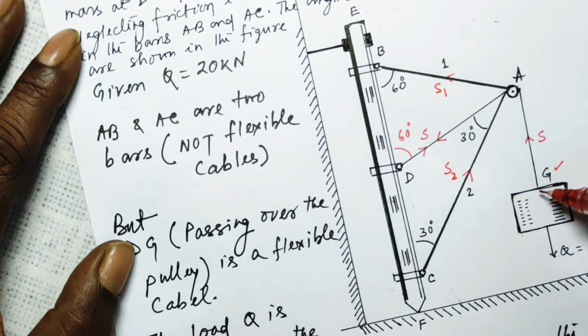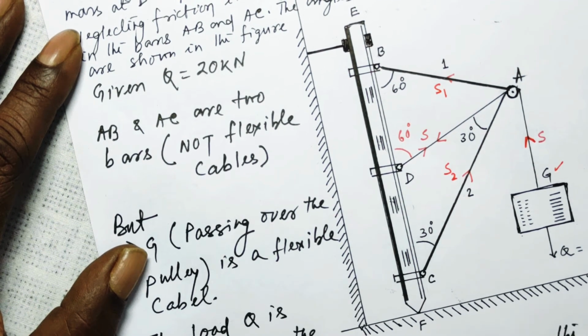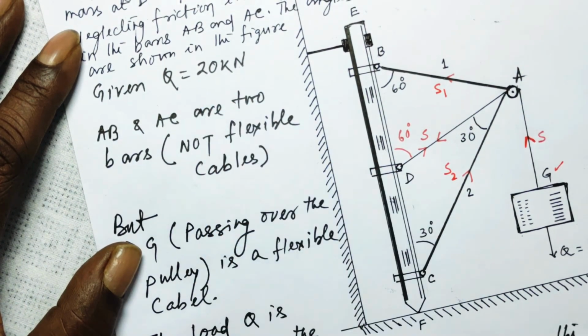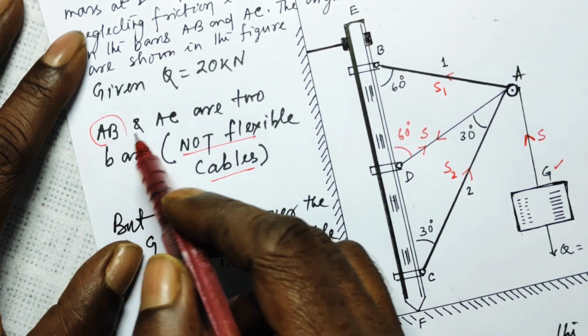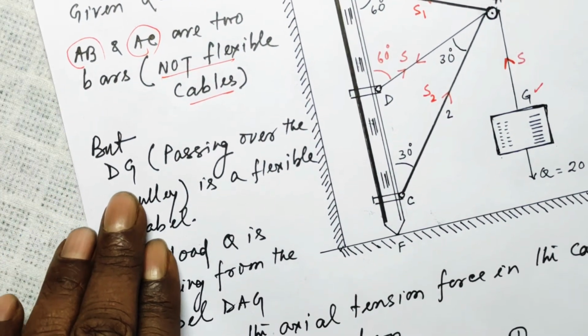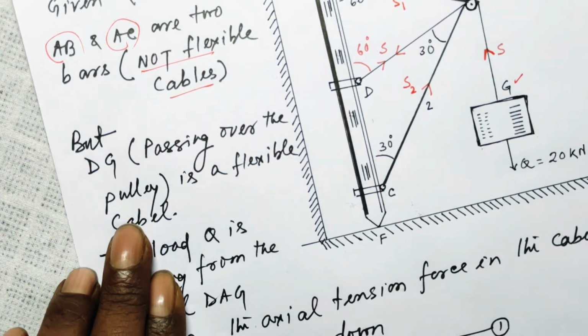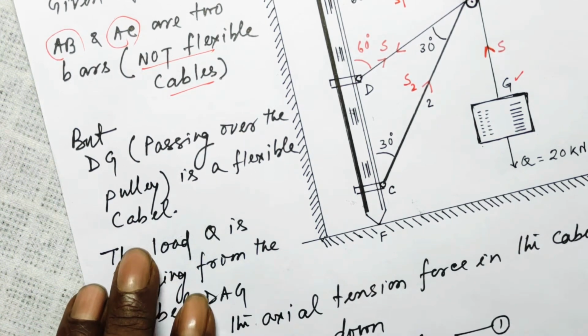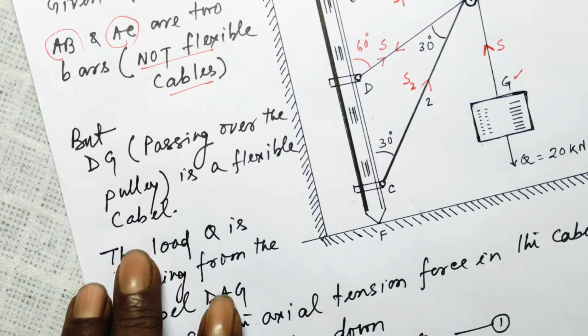Since this cable is like a string and the load is not falling down, the tension force developed in it, let it be S, is holding it back. So S is equal to Q. Given Q is equal to 20 kilonewton. AB and AC are two bars, not flexible cables, that is to be remembered. But DG, passing over the pulley, is a flexible cable, and the tension in it is S, and it is holding the weight from falling down.